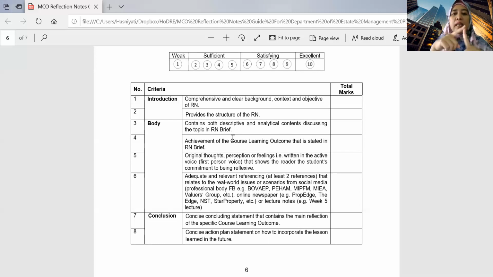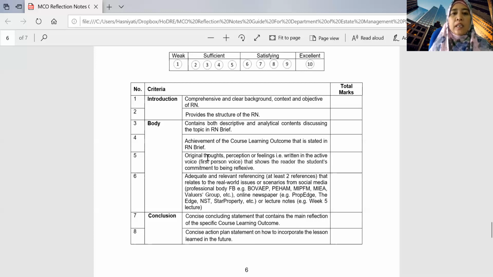Again, if you don't know your course learning outcome, go and have a look at your course pro forma. There will be 3 course learning outcomes. The lecturer may ask for either CLO1, CLO2, or CLO3 for the reflection notes.